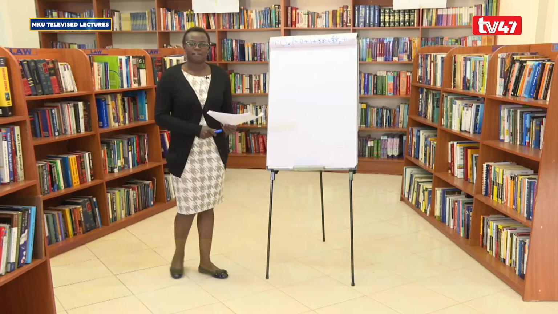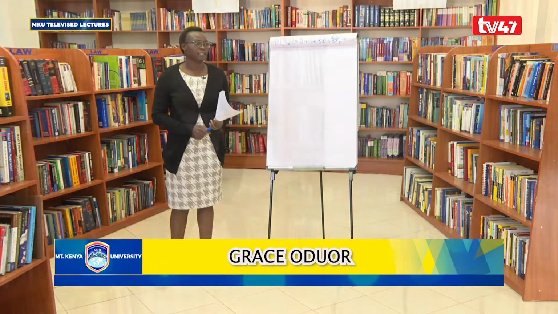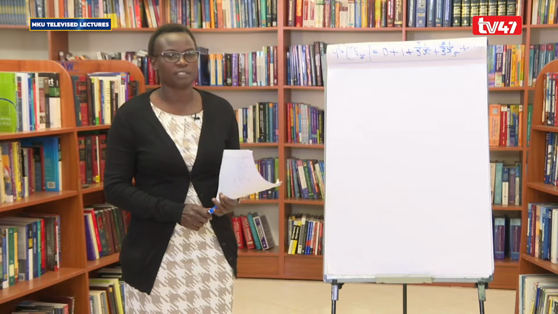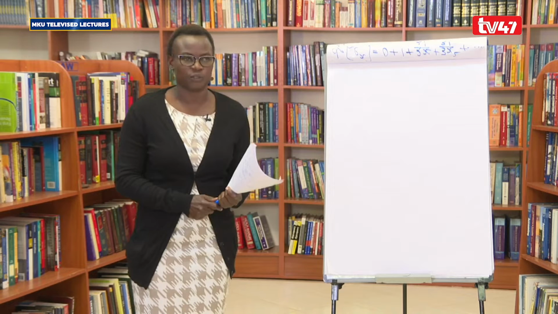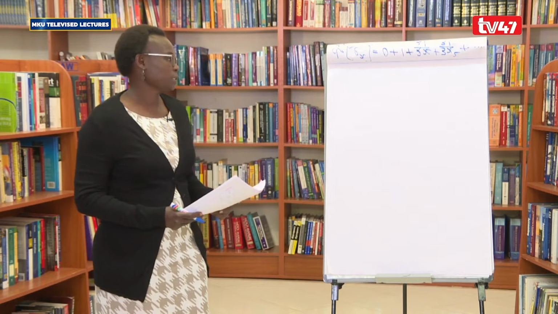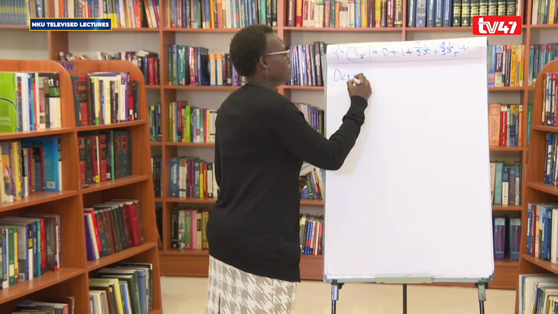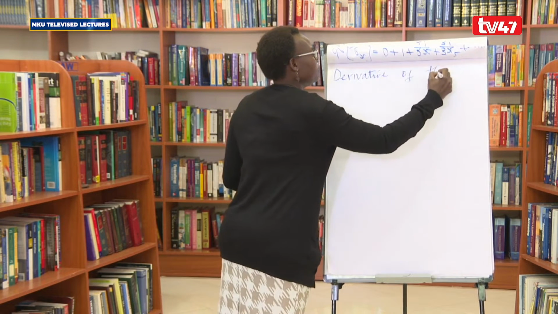Welcome back. This is BMA1102, Calculus 1. We had started earlier and we stopped at derivatives of functions, and we started with derivatives of implicit functions. So today we continue from where we stopped, and we are getting the derivative of the exponential function.